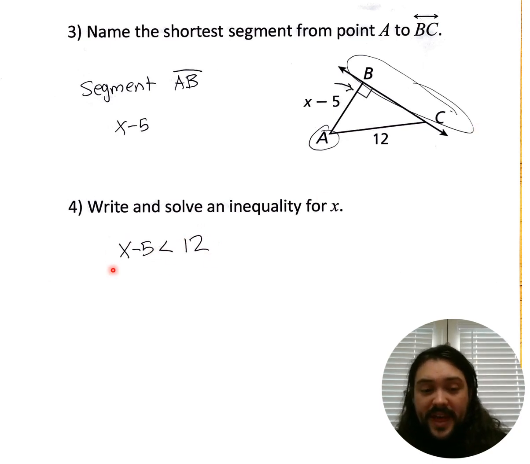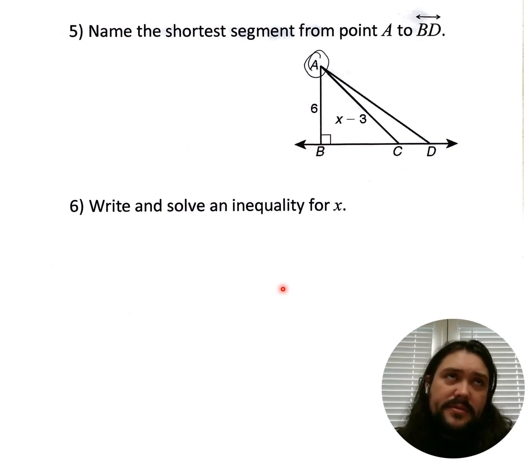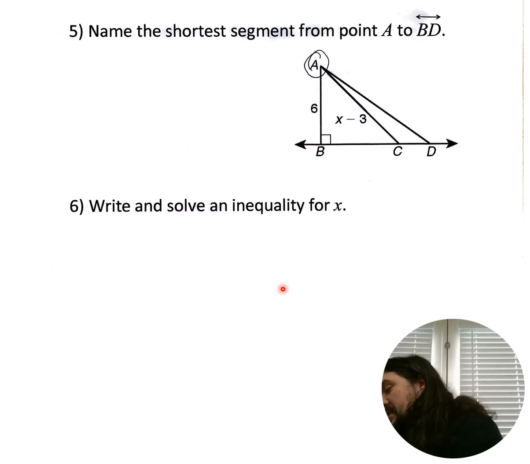Right? So we know that x minus 5, so we add 5 to both sides. Oops, maybe I skipped a little bit. Well, we would add 5 to both sides, and we would get x has to be greater than 17.